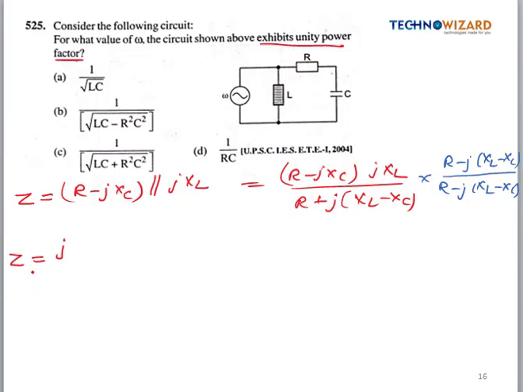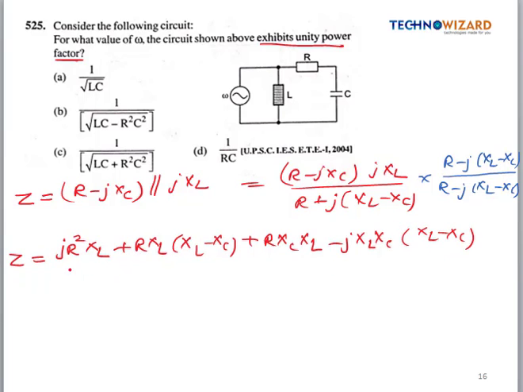So this will be j into R square XL, and this will be plus R XL into (XL minus XC) plus R XC into XL minus j XL XC into (XL minus XC), divided by a plus b into a minus b, which is a square minus b square, is R square plus (XL minus XC) whole square.